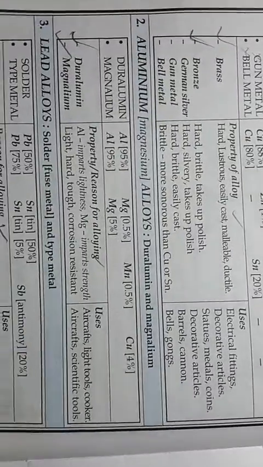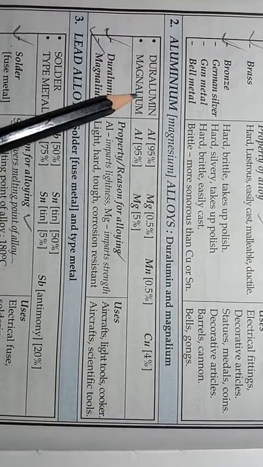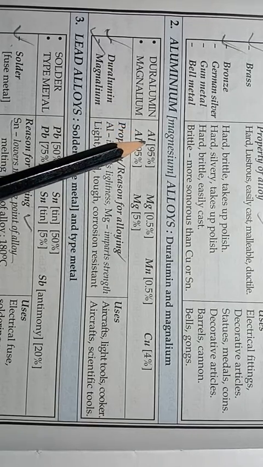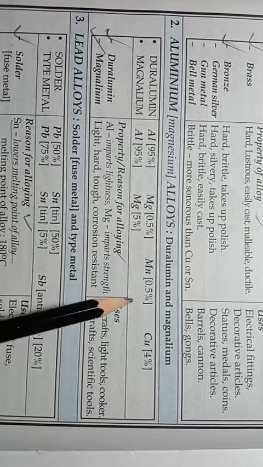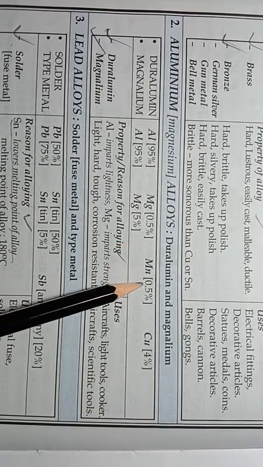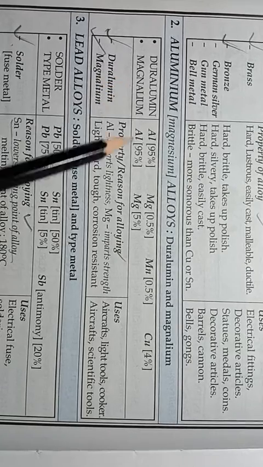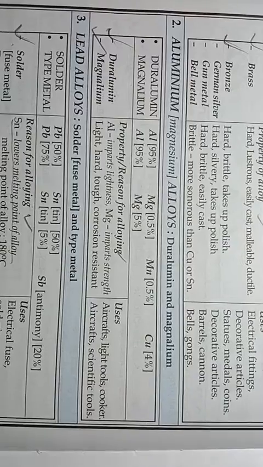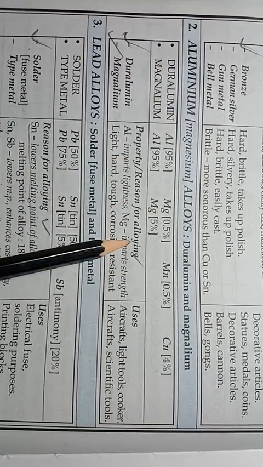these are the alloys of aluminium: duralumin and magnalium. Duralumin has aluminium 95%, magnesium 0.5%, manganese 0.5%, and copper 4%. Magnalium has aluminium 95% and magnesium 5%. Okay students, now the property and reason for alloying.